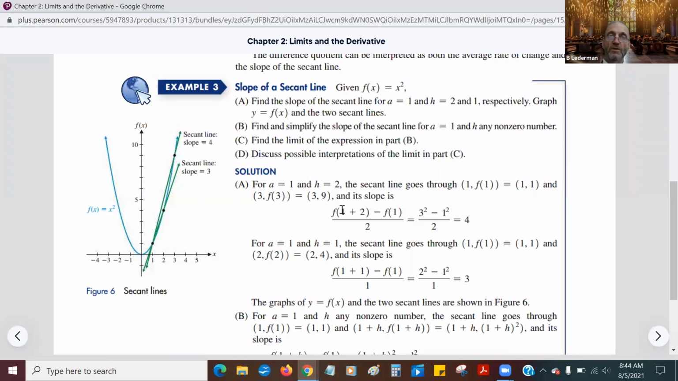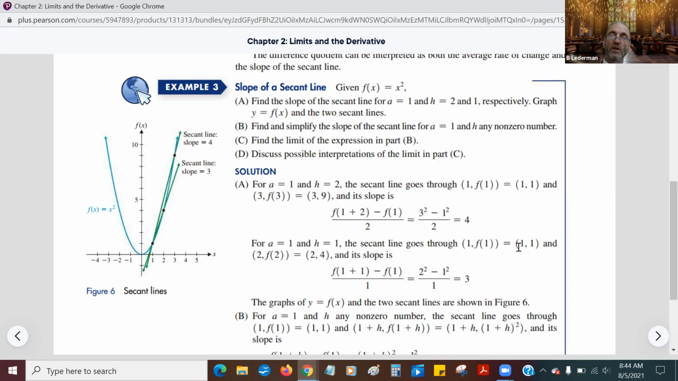So I have f of 1 plus 2 minus f of 1 over 2 because x has traveled 2 units. So it's 8 units divided by 2 units, which is 4. And that's the slope of that secant line. Let's make h smaller again, because we want to shrink h. We want to get h as close as we can to 0. So let's make h smaller.